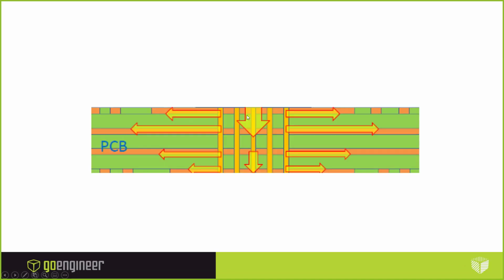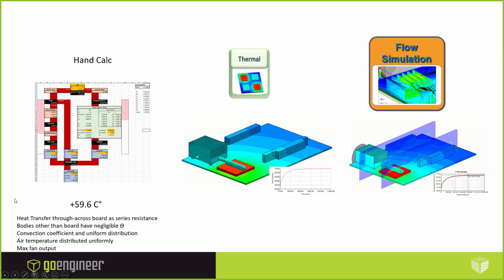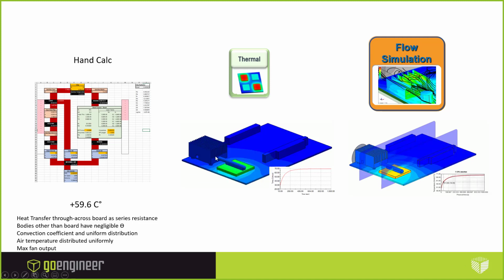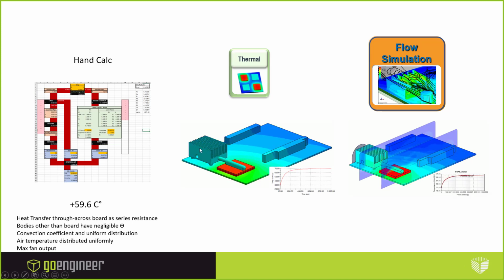So let me kind of paraphrase or summarize. Ultimately, the assumptions I had to make to do the hand calculation: heat transfer through and across the board is a series resistance. I talked about that a moment ago. I assumed that the bodies themselves, like the copper body, had perfect heat transfer across them. It was able to distribute the heat across it perfectly without any resistance. I had to assume some convection coefficients. I had to assume the air temperature was distributed uniformly throughout the entire domain, and I also just had to make an assumption about the fan just being at maximum output, so it was able to transfer heat to the outer environment as efficiently as possible.